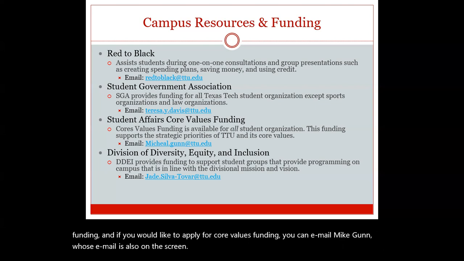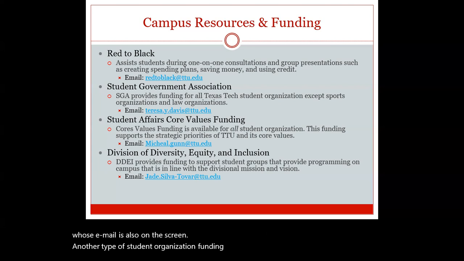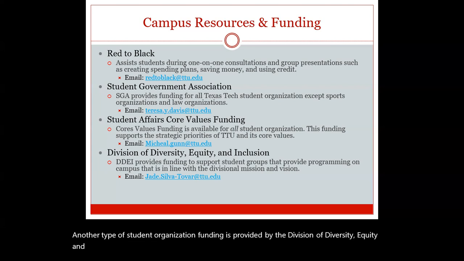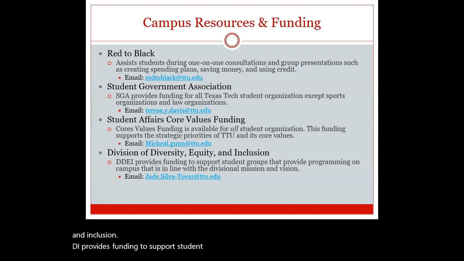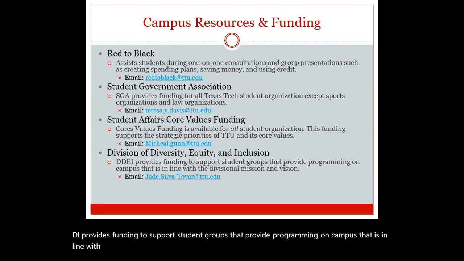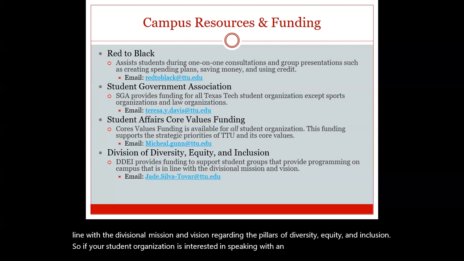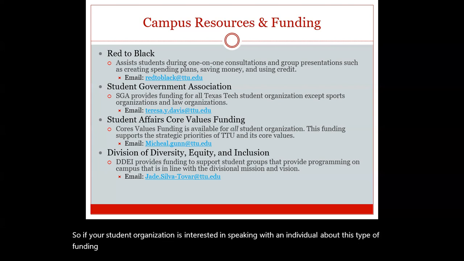Another type of student organization funding is provided by the Division of Diversity, Equity, and Inclusion. DDEI provides funding to support student groups that provide programming on campus that is in line with the divisional mission and vision regarding the pillars of diversity, equity, and inclusion. So if your student organization is interested in speaking with an individual about this type of funding, you can email Jade Silva-Tovar at the email that you see on the screen.